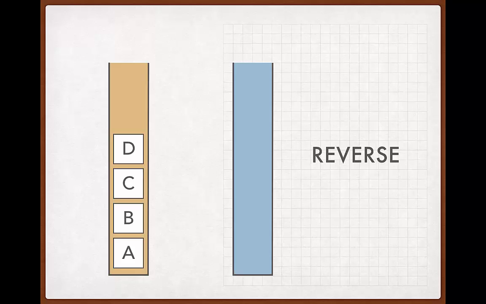Finally, now that we have the elements in the original order in a different stack, we can transfer them to the original stack by a series of popping and pushing, and the elements will end up in reverse order.